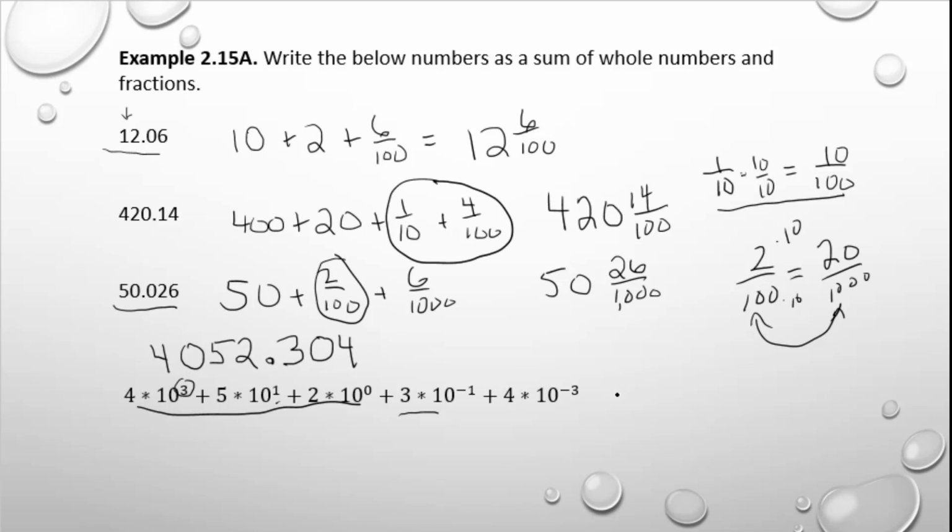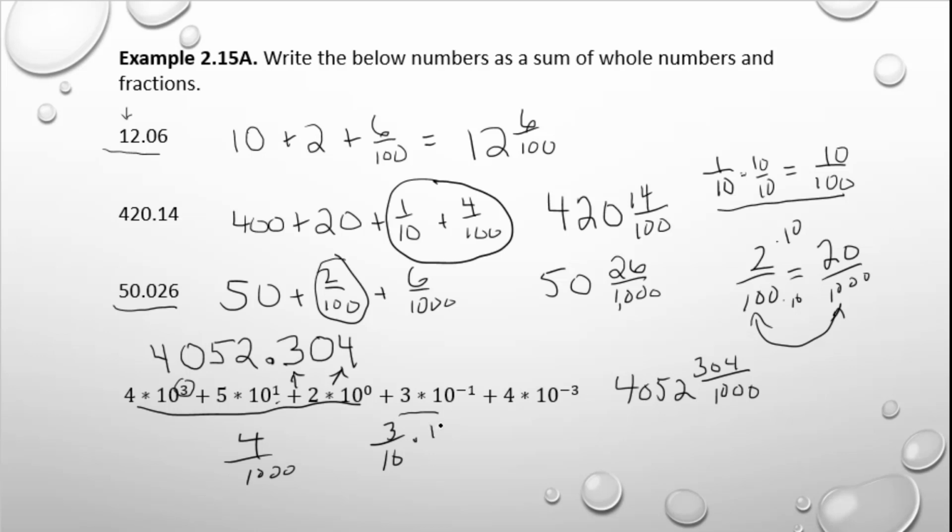So if we want to write it as a fraction, it would be 4052 and 304 over 1,000. And how did I get that? Well, we know that that's 4 over 1,000. That one. This is 3/10. This one.